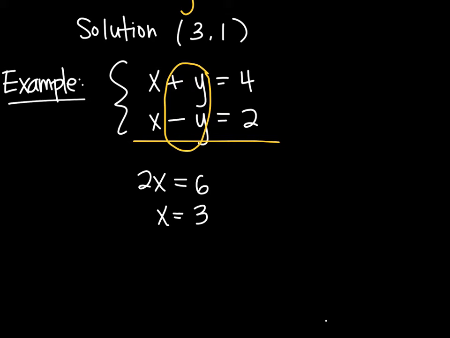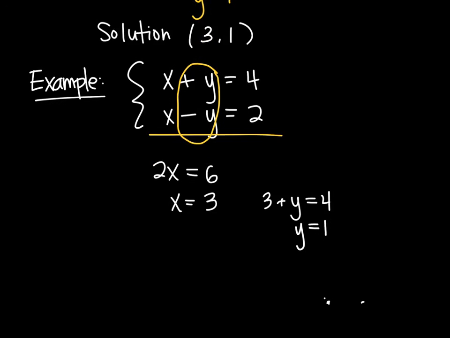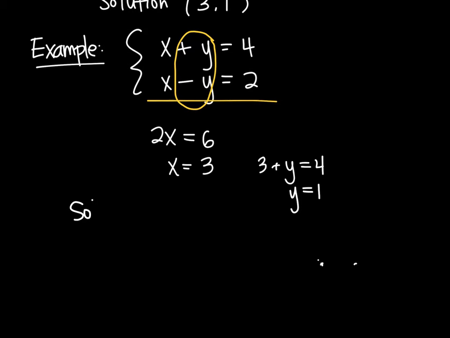If x is 3, then you have to go back and substitute 3 back in to solve for the y value. It doesn't matter which equation you pick, top or bottom. So if I pick 3 plus y equals 4, the top equation, then again, y is equal to 1. So once again, my solution is x is 3 and y is 1. So I write it 3, 1.